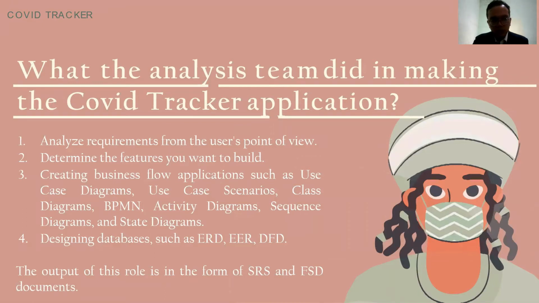First, analyze requirements from the user point of view. Second, determine the features you want to build. Third, creating business flow applications such as use case diagram, use case scenarios, class diagram, BPMN, activity diagrams, sequence diagrams, and state diagrams. Fourth, designing the database such as ERD, EER, DFD. And the last, the output of this work is in the form of SRS and FSD documents.